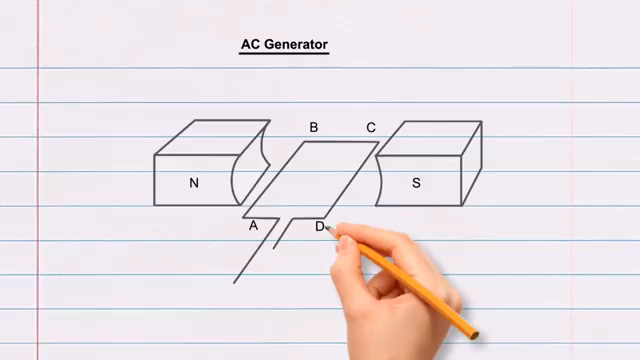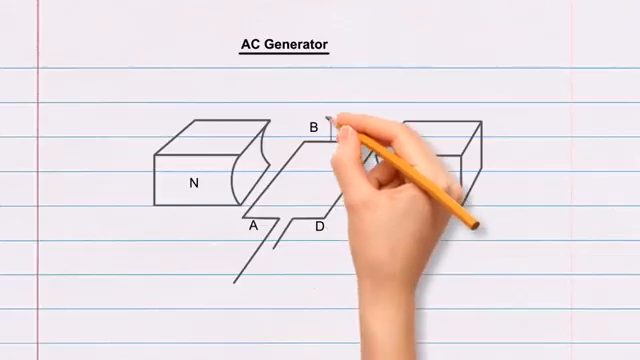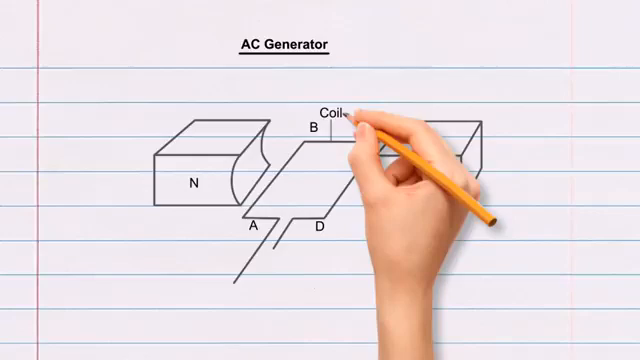AB represents the left-hand side of the parallelogram, where A comes towards the front face of the bar magnet N. Similarly, CD represents the right-hand side of the parallelogram, where D comes towards the front face of the bar magnet S. Label the parallelogram as coil.